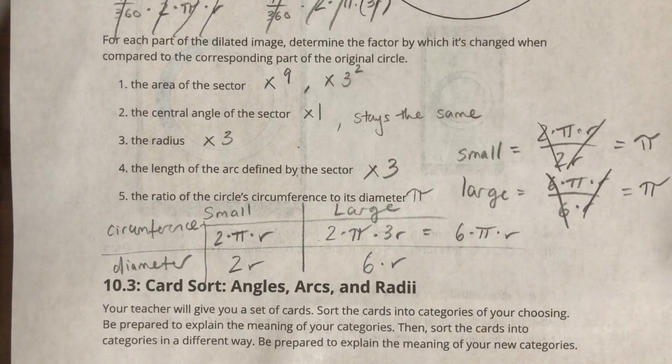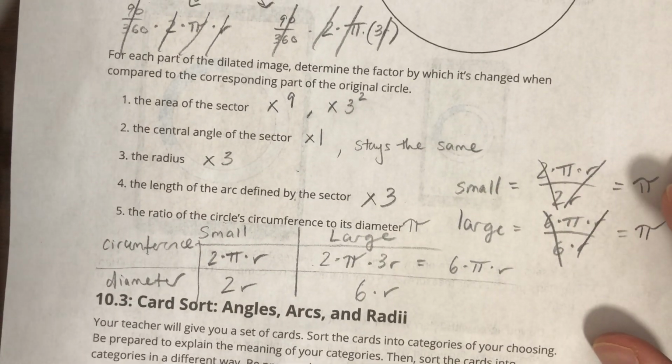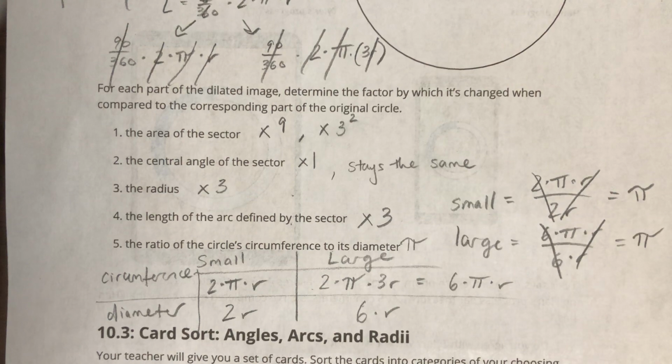So that's interesting to see that no matter what size of circle we have, the ratio between circumference and diameter will always be the same. All right, that is all for 10.2.